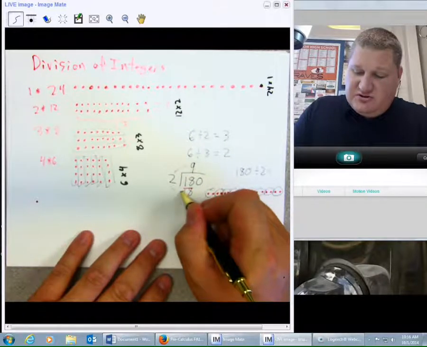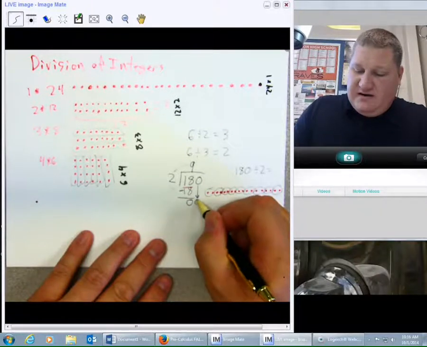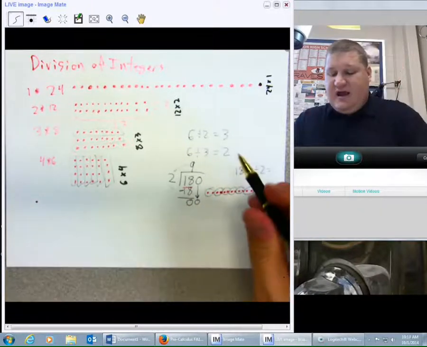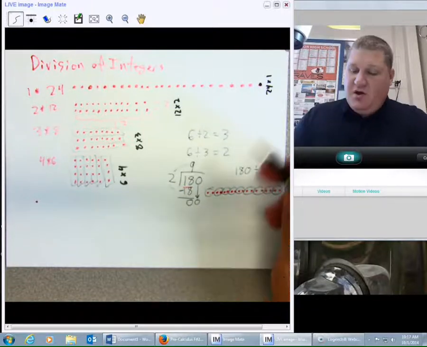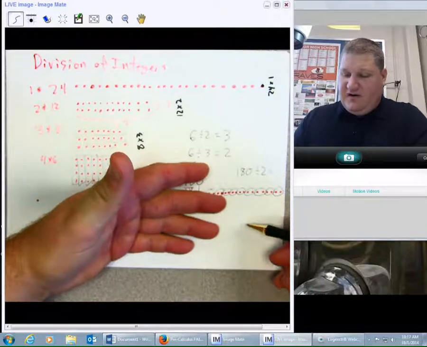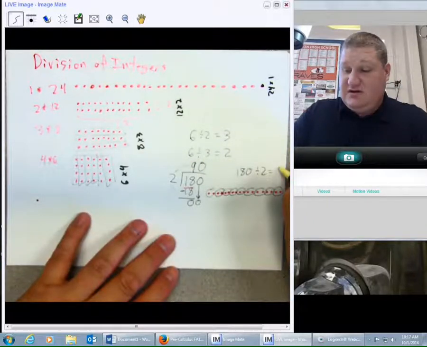So subtract them and I get 0. And I bring down a 0. Now I say, folks, how many groups of 2 can I get out of 0? Well, if I got nothing, how many ways can I split nothing into a group of 2? No ways. So the answer is 90.